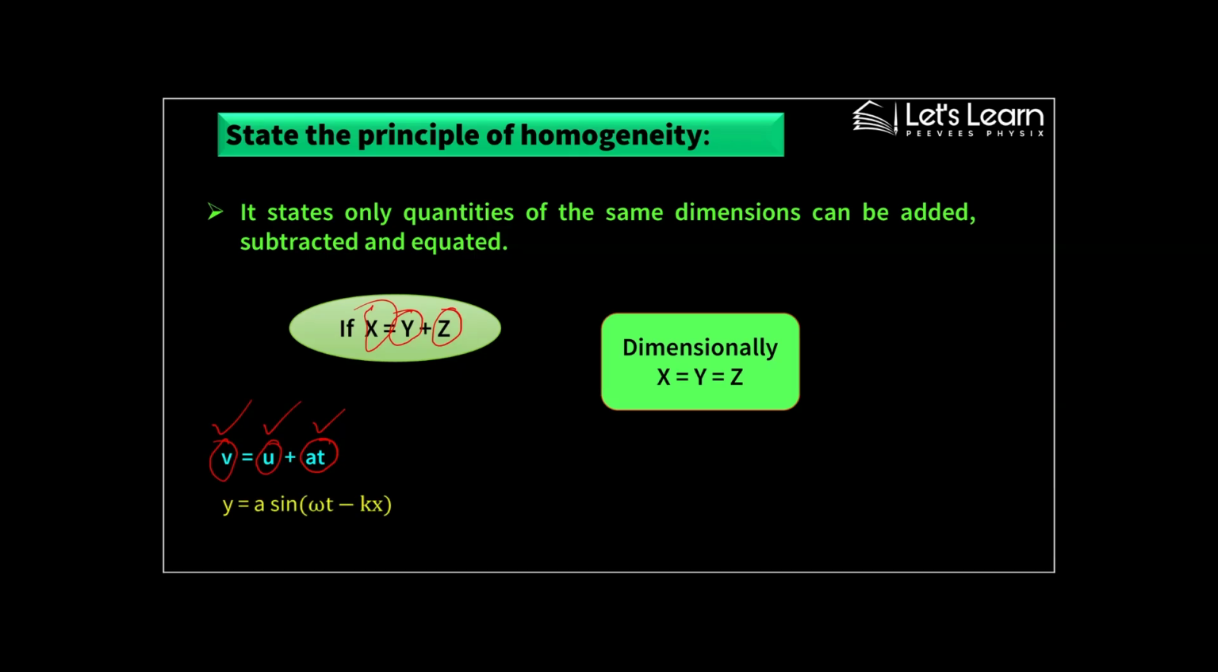Another example, look at this. y equals a sine of omega t minus kx, which means kx and omega t should have the same dimensions. And one more thing, since it is sine of this, meaning sine of an angle, these two should have the same dimension as the dimension of angle.